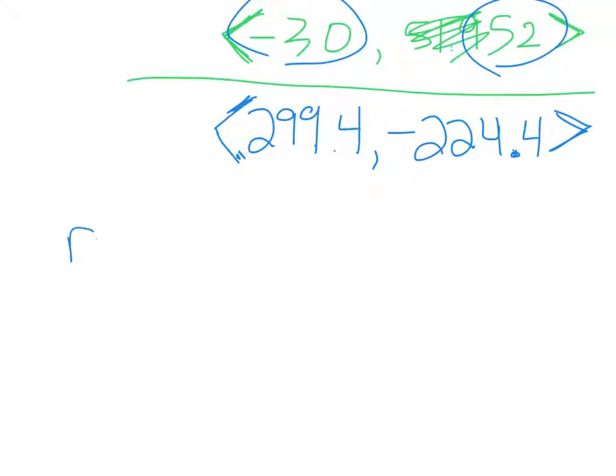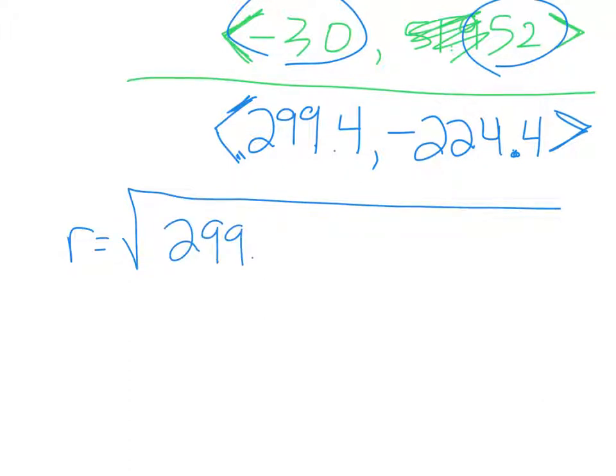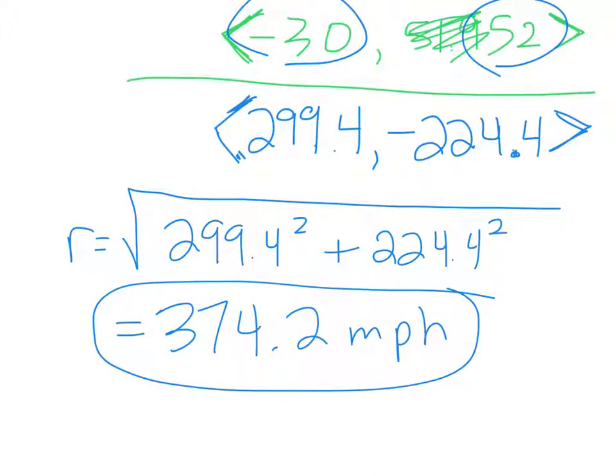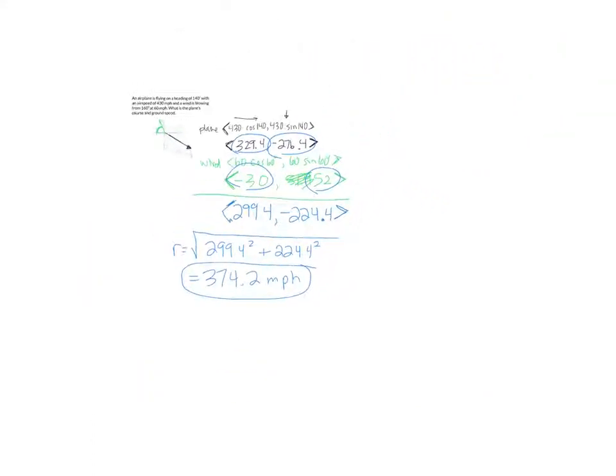So now we find the resultant, which is done by Pythagoras, square root of these two numbers squared. And it's okay if we just make them all positive. Squaring things makes them positive anyway. So that's why I have not negative 224, but positive 224, because squaring makes them positive. And this gives me a ground speed of 374.2 miles per hour. So that's the ground speed of this plane.